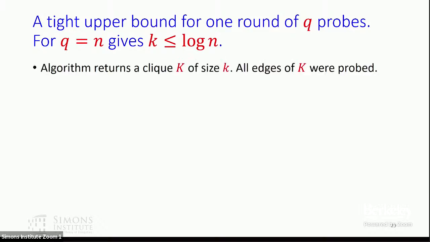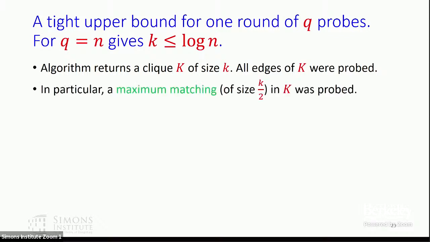Okay, so what do we know? We know that our algorithm returned a clique of size k, so it must have probed all the edges of this clique. Otherwise, how would it know that it is a clique? If it did not probe one edge, then with probability half, it's already not a clique. So it probed all the edges of the clique.